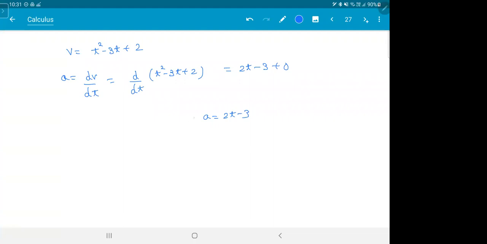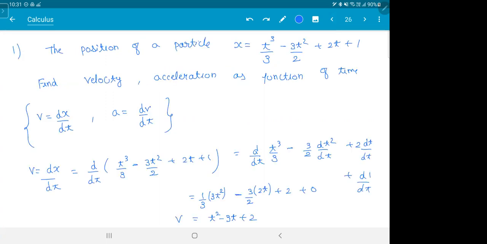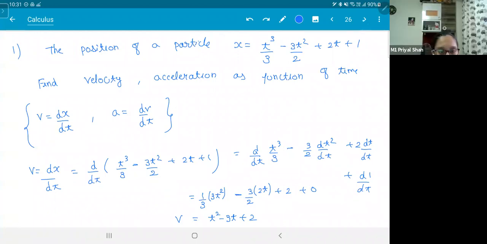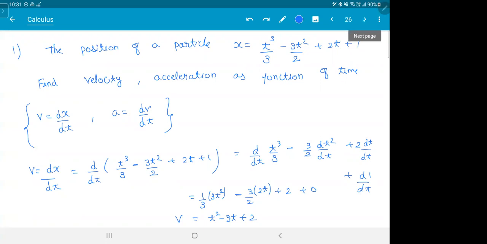So if you see, acceleration is not constant, it is changing with time. If you put t0, a is minus 3. Put t1, a is minus 1. If you put t10, you get 17. The acceleration is also changing with time every instant. Any doubts on this page? Please ask me. You just differentiated. You did nothing. If you differentiate this position once, you get velocity. If you differentiate it again, you get acceleration.